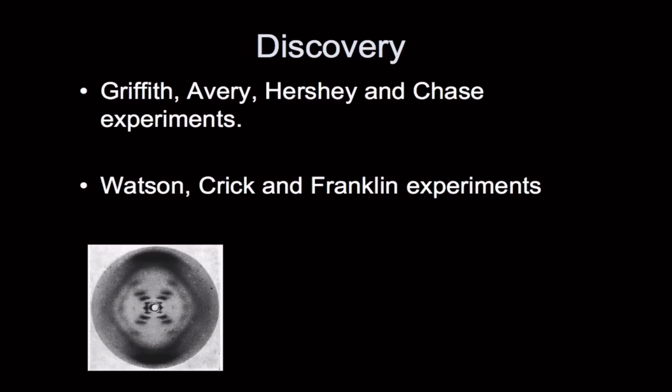Now, as far as that shape, that beautiful double helix that we're used to seeing, Watson and Crick were credited with the discovery, but they depended a lot on Rosalind Franklin's experiments. And Rosalind Franklin, she took pictures. So she did some X-ray pictures, and this is how they figured out that it had to have that double helix shape.